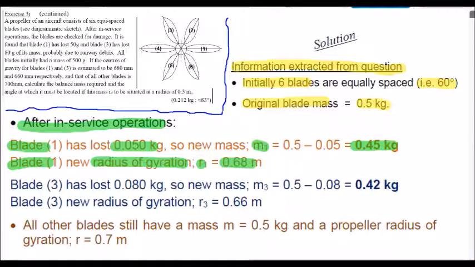Let's look at blade 3, which also got damaged. So blade 3 lost 80 grams or 0.08 kilograms. So its new mass, M3 I'm calling that, is 0.5 minus 0.08, so 0.42 kilograms. And we're given a new radius for blade 3. Its new radius, called R3 here, is 660 millimeters or 0.66 meters. We know that all the other blades have a mass of 0.5 kilograms and a radius of gyration of 0.7 meters. Okay, so that's extracting the information from the question.